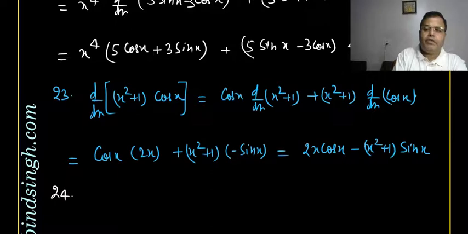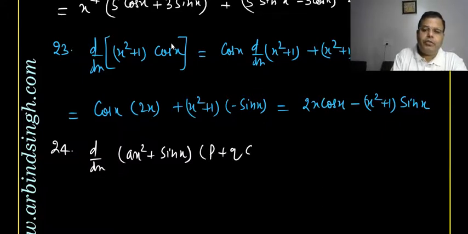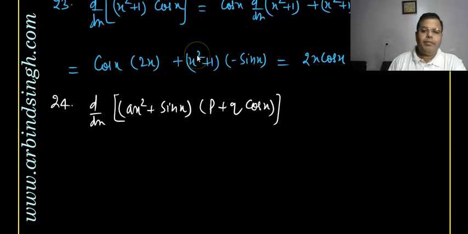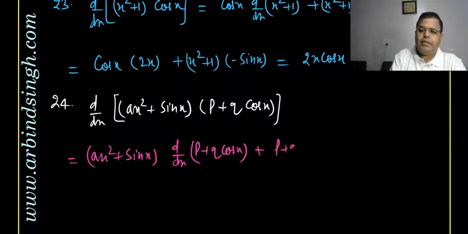Now looking at question number 24, this question is given as d by dx of (ax square plus sin x) into (p plus q cos x). So you have to find the derivative of this one. So again you can apply the product rule. So using the product rule you will have the solution of this question, that (ax square plus sin x) into d by dx of (p plus q cos x) plus (p plus q cos x) into d by dx of (ax square plus sin x).